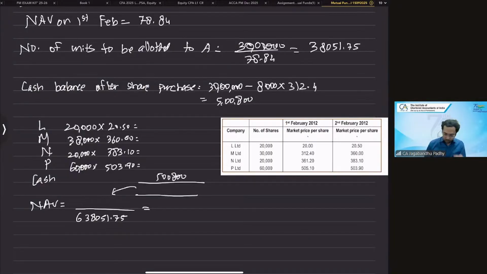82.26. What's the total? Total is 5 crore 24,86,800. So 5 crore 24,86,800 will lead to 82.26. Got it, everyone? Yes, sir. 82.26, everyone. Okay. Easy.